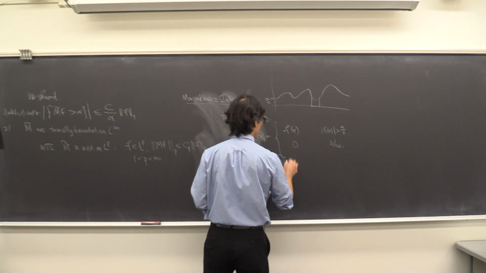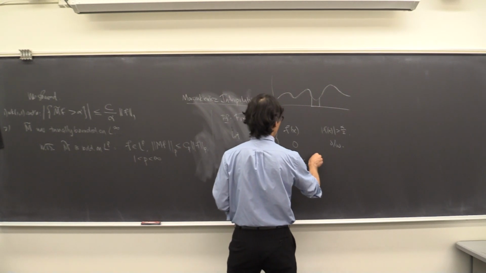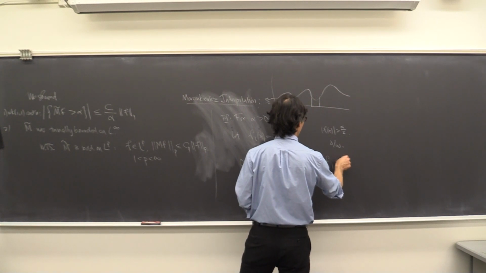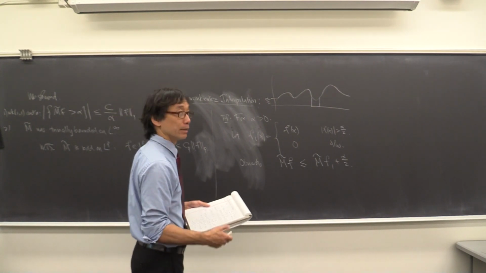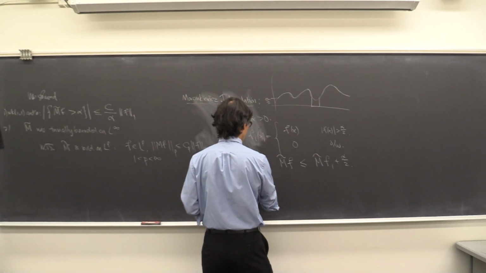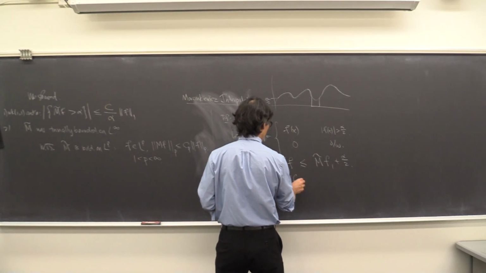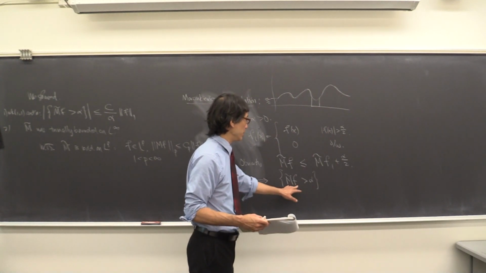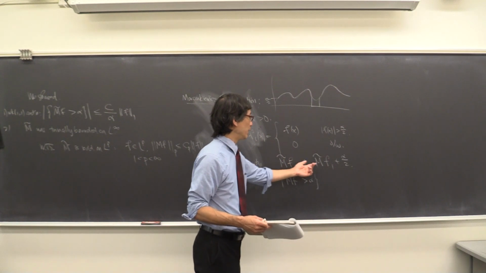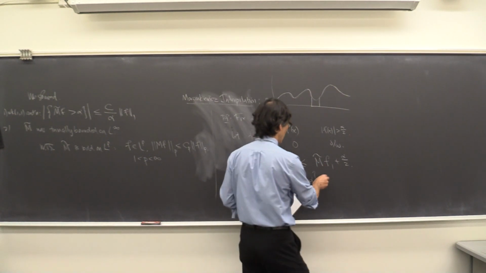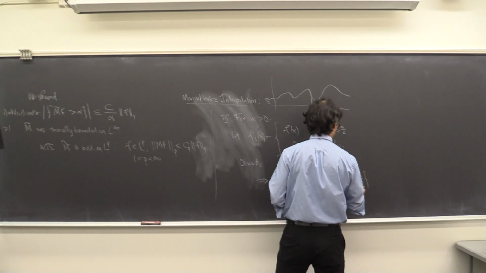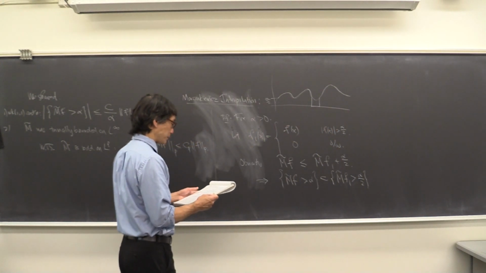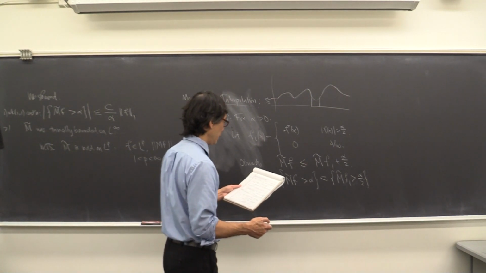So then, obviously, when you look at the maximal function applied to f, that's certainly smaller than the maximal function applied to f1 plus alpha over 2. And what that gives you is a way of controlling the set we're trying to control: if Mf is bigger than alpha, then Mf1 is bigger than alpha over 2. So this is contained in the set where Mf1 is bigger than alpha over 2.